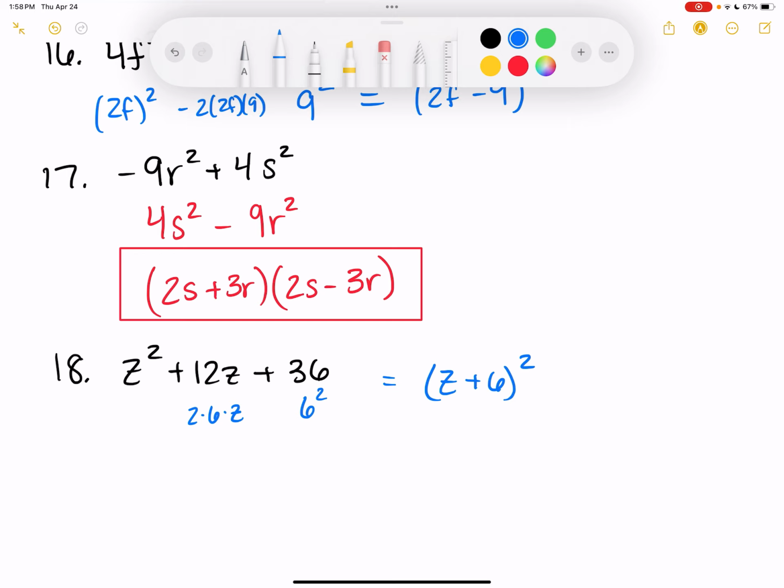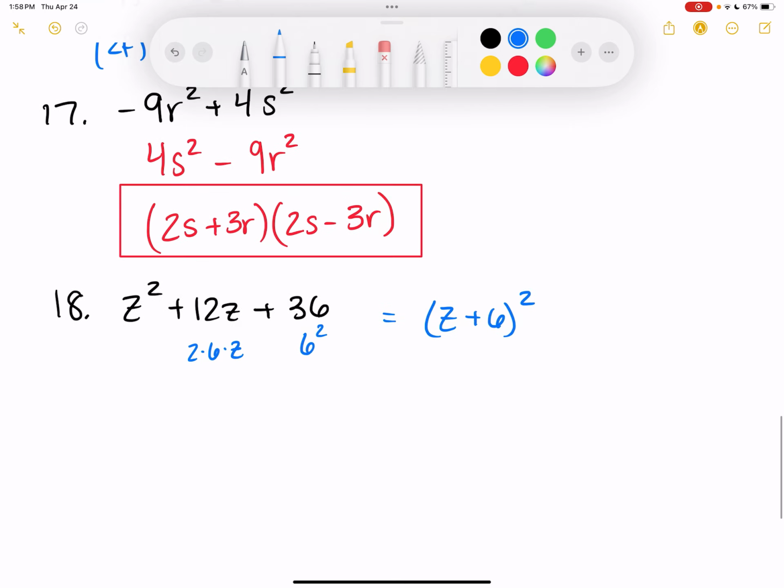Do you have an answer? So z plus 6 squared. Do we agree? Good. I did it. I thought I was cooked.